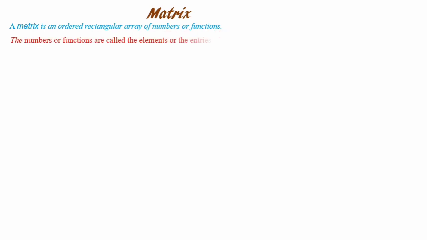Next, let's discuss the definition of a matrix. A matrix is an ordered rectangular array of numbers or functions. The numbers or functions are called the elements or the entries of the matrix. Whatever numbers we write inside the matrix are called the elements or the entries of the matrix. And we denote a matrix by capital letters. English alphabet capital letters are used to represent a matrix.